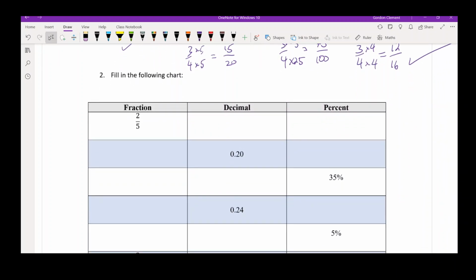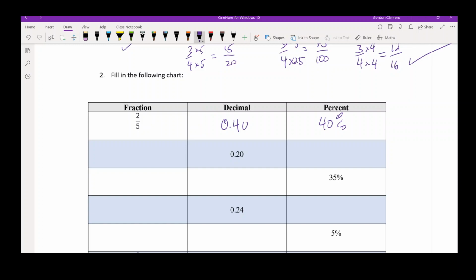Which leads into this chart here. To change a fraction to a decimal, you just do top divided by bottom. So 2 divided by 5 is 0.4. And to change a decimal to a percent, you times the decimal times 100. And we'll see that 0.4, which is the same as 0.40, is 40%.